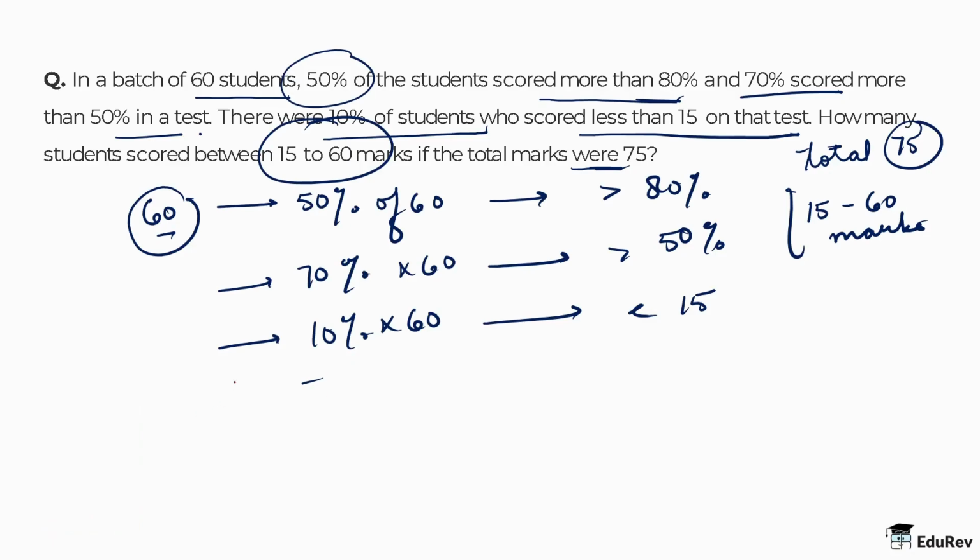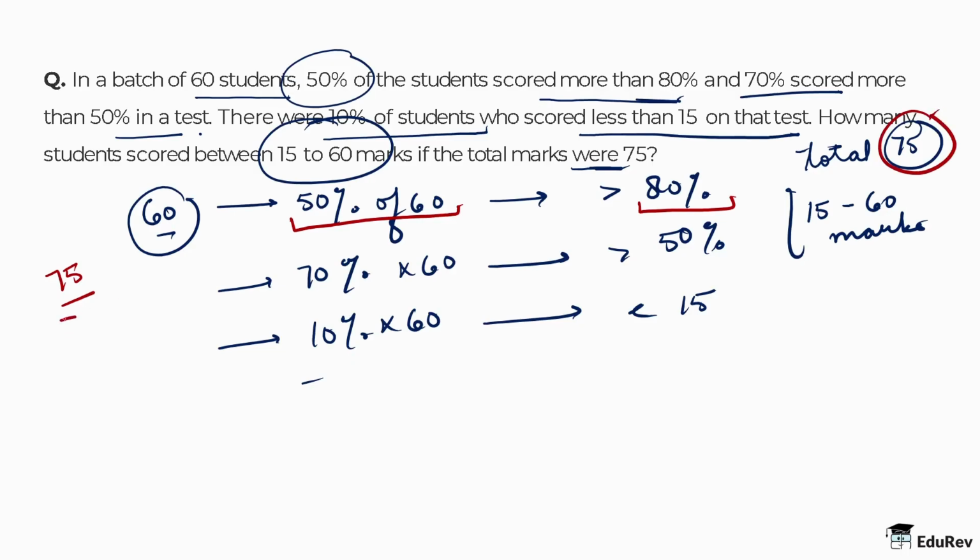All right. So now first of all, we know that the total marks were 75, right? So we know that the total marks that was provided was 75. Now what is going to be 80% of that? Because we can see that 50% of 60 people scored more than 80%, where the total marks was what? 75.